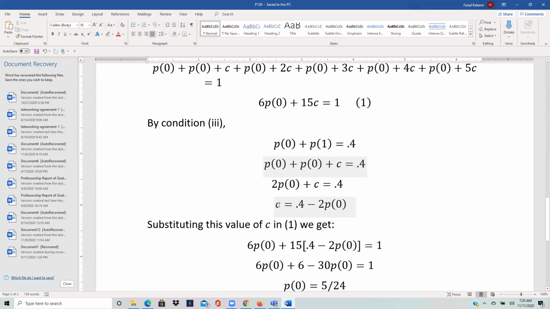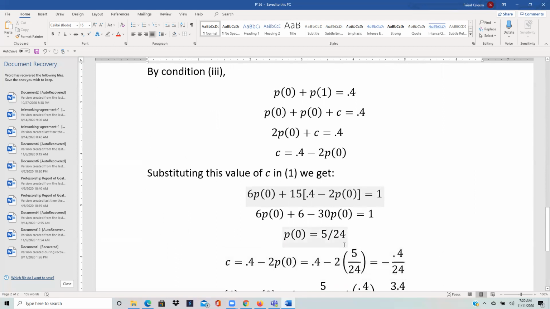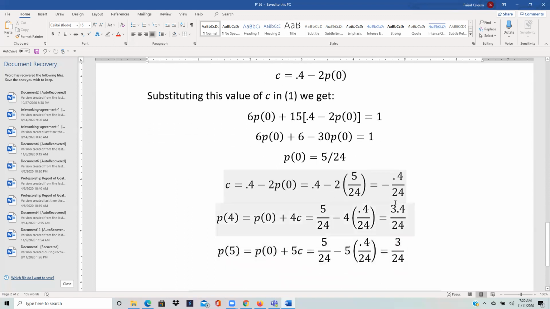So substitute this C value in equation 1. And we end up getting P0 equals 5 by 24. And then from this, we get C equals 0.4 minus 2 times P0, so 0.4 minus 2 times 5 by 24. So C comes out to be negative 0.4 by 24.